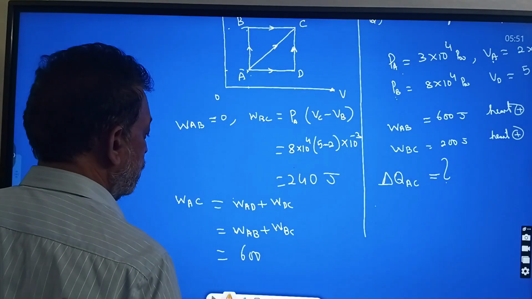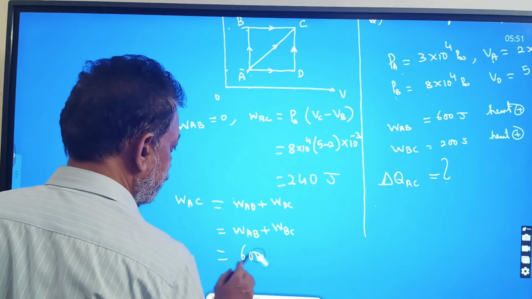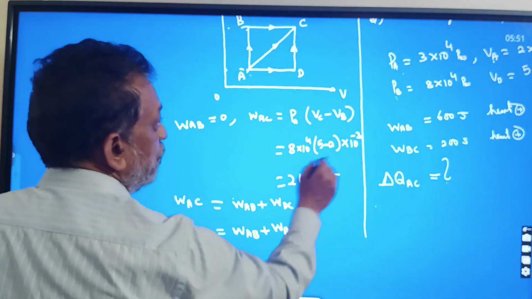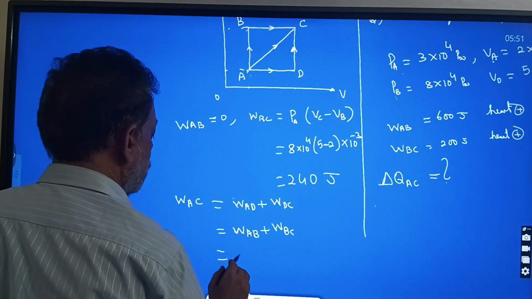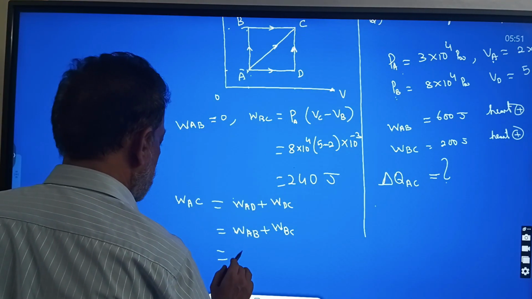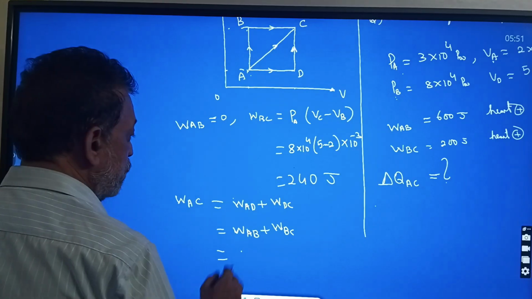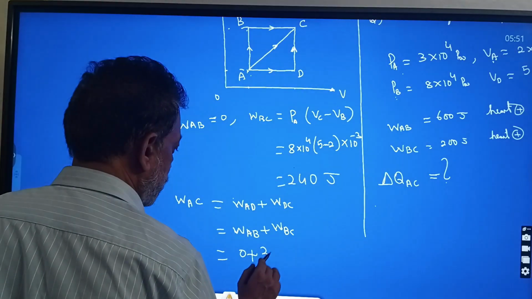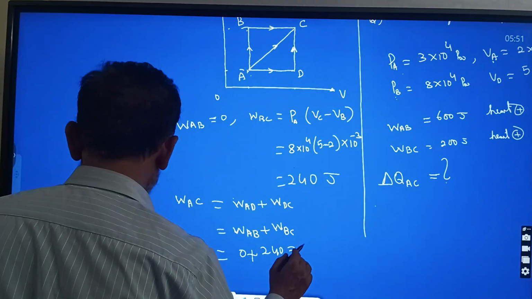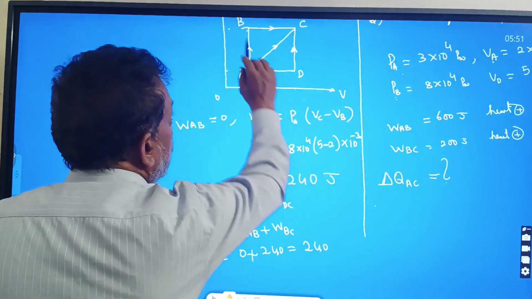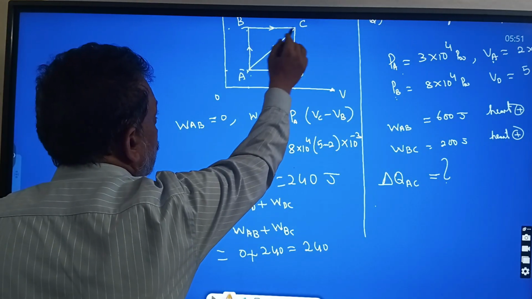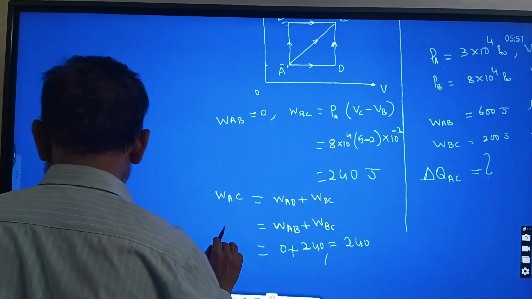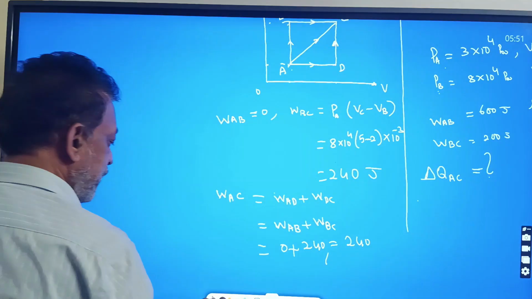So WAC is equal to how much? This formula is 0. So WAC is equal to WAB is equal to 0. WBC, just now we got, is 240, right? That is equal to 240. You see here, this is a path where the work done is 0. So 240. Okay.